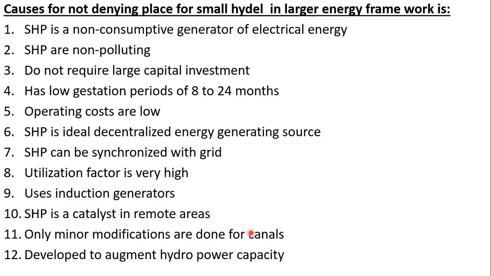Next, 11th one. Most of the schemes here need only minor modifications to canals. Most of the schemes in India are concentrated on existing canals and irrigation systems, so the necessary minor modifications result in minimum disturbance to the surrounding environment. Whatever the place is, we have to do some minor modifications for the construction, so there will be no disturbance to the surrounding environment.